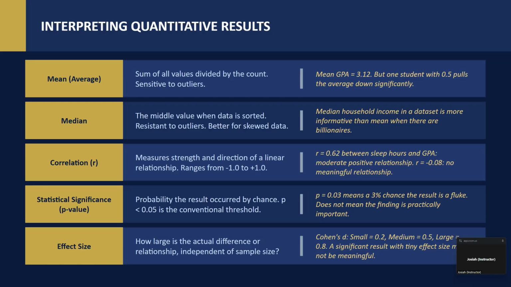Correlation. This measures strength and direction of a linear relationship. It ranges from -1 to +1. And then statistical significance. It's the probability the result occurred by chance. And then effect size. How large is the actual difference or relationship independent of sample size?